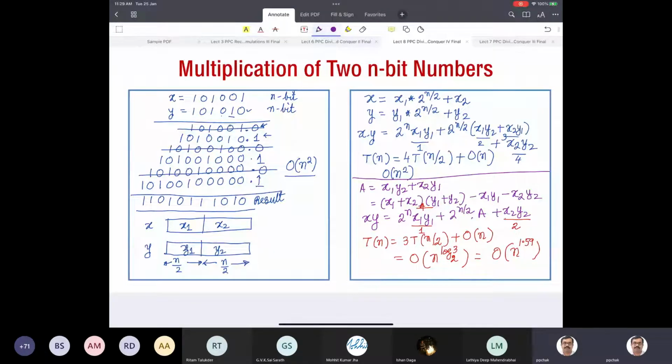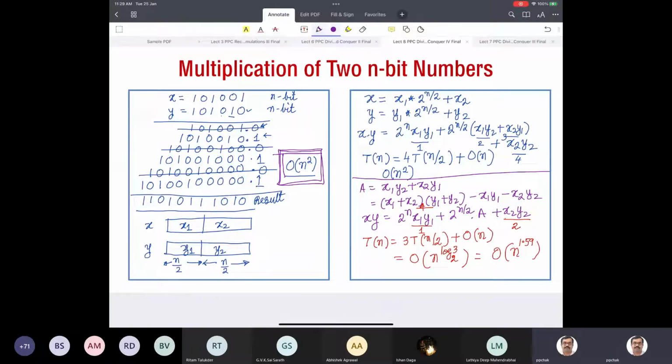The result of two n-bit number multiplication can be at most how many bits? 2n. It can be 2n bits. And by the longhand multiplication and addition, you can see that this basic longhand algorithm will be order n squared. So let us try a divide and conquer.